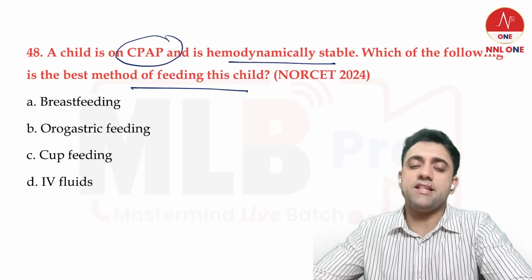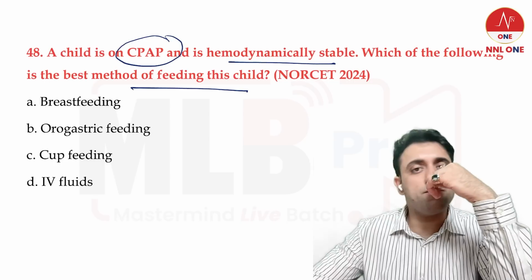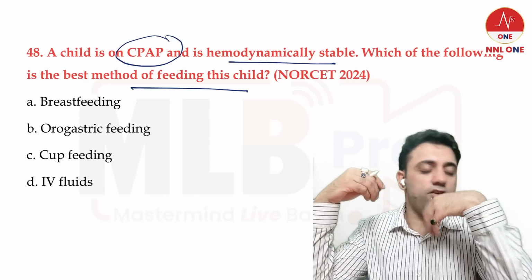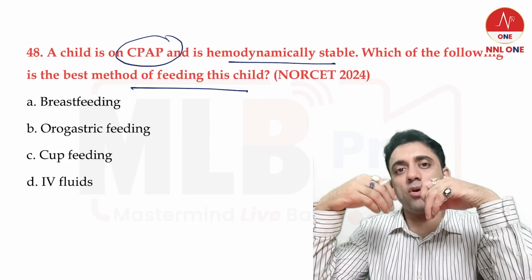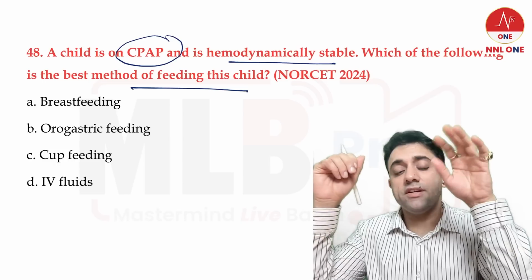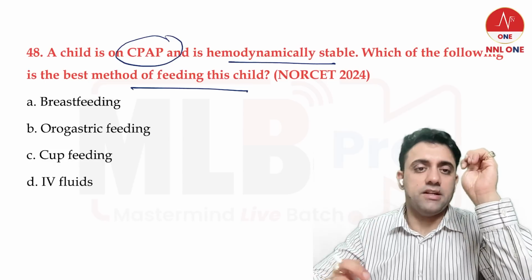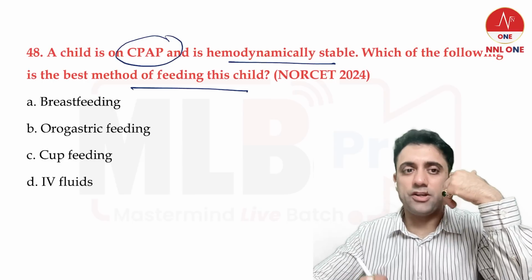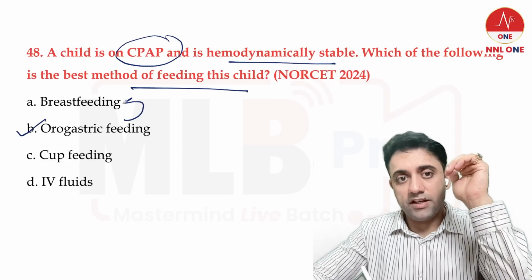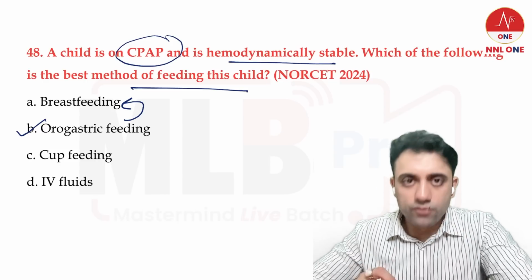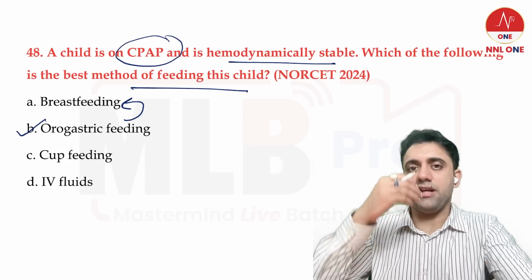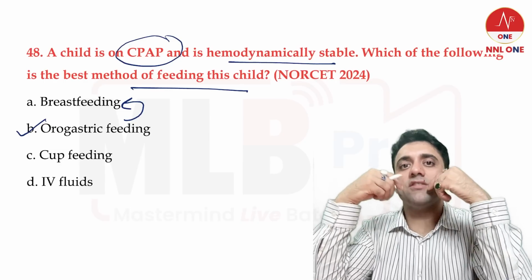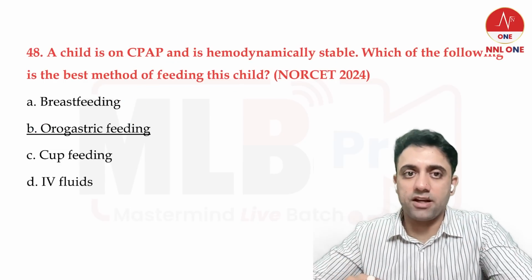A child on CPAP is hemodynamically stable. Which of the following is the best method of feeding this child? CPAP is continuous positive airway pressure. CPAP is a machine basically used for the preterm baby who can't breathe properly. If someone is on CPAP, you can start by tube feeding, and if tube feeding goes well, then you can start breastfeeding. Tube feeding is where you start, because nasal CPAP is given by the nose, like nasal prongs. So orogastric feeding becomes the best answer.